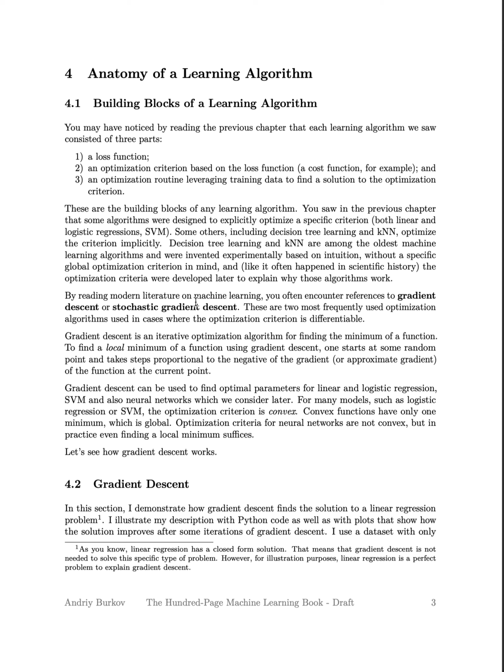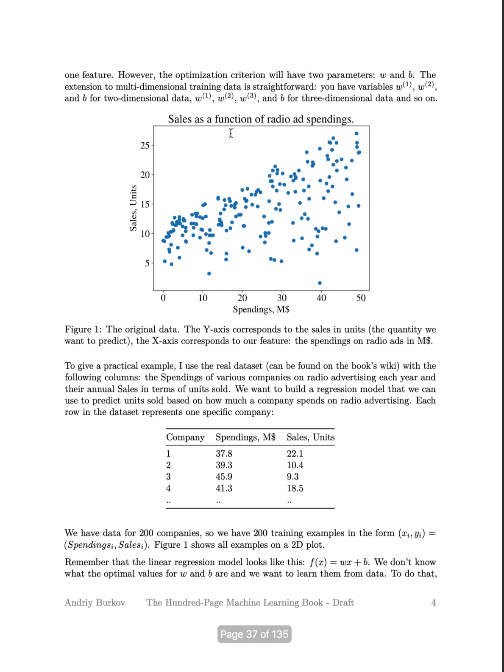Now you will often hear about gradient descent and stochastic gradient descent, which we will cover. Gradient descent is used to find optimal parameters for linear and logistic regression. Even SVM and neural networks use it. So let's see how gradient descent works. For example, you have this chart which shows you the sales in units and the spendings in millions of a radio, I think it's a radio company.